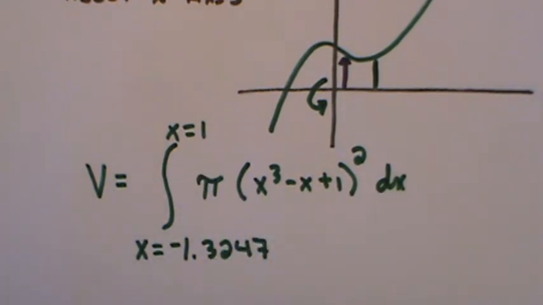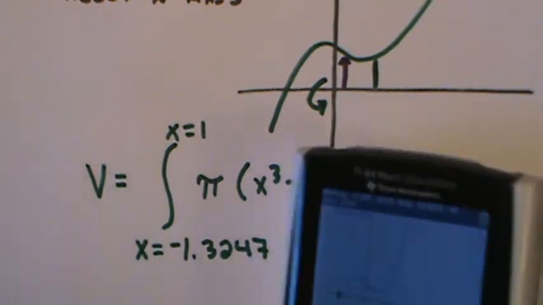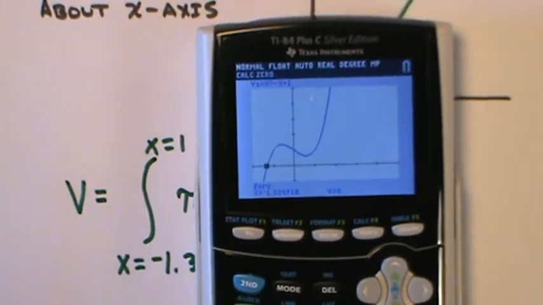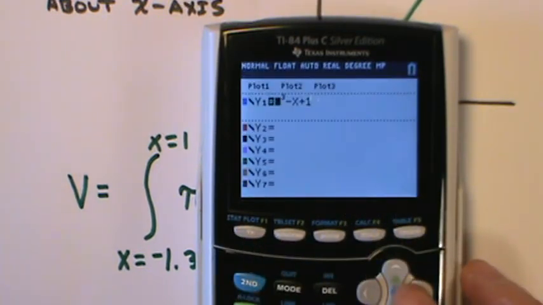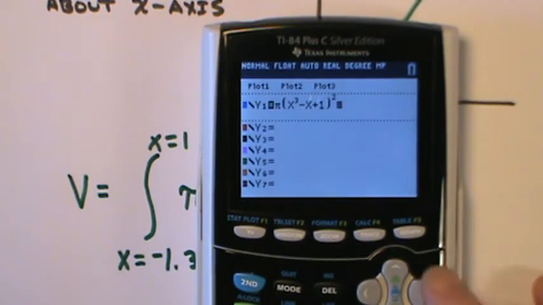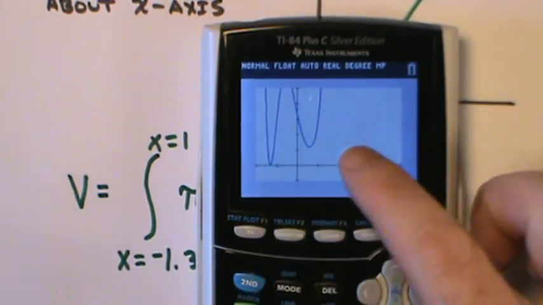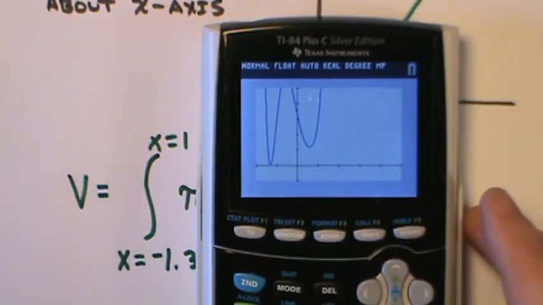Now I'll put that in my calculator. Notice here was the original graph, but that's not what I'm integrating. So I go back to the y equal. I'm going to insert a pi, a parenthesis around that function, because that function has to be squared. Now I can regraph this. This is representing volume now. It's no longer the area.